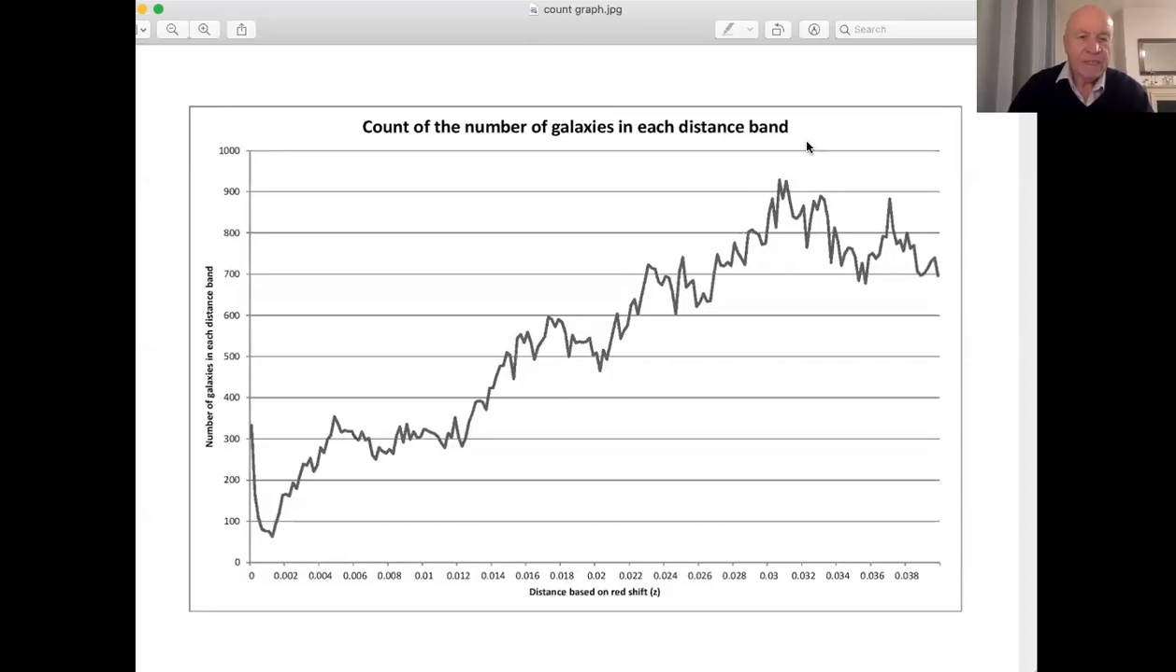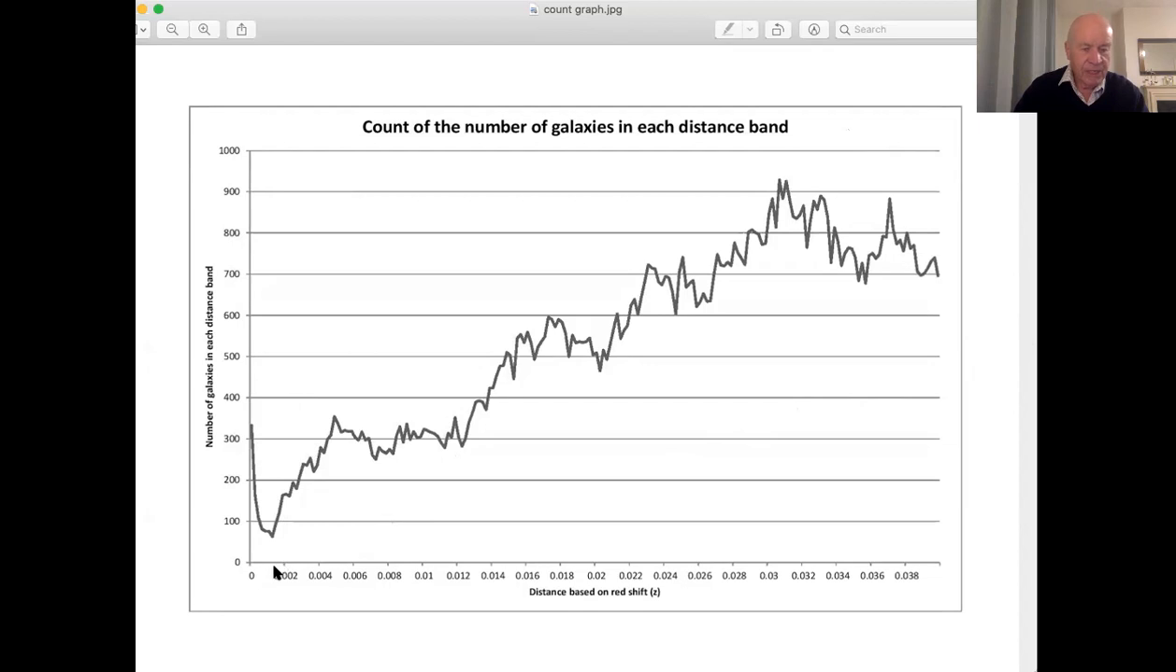This is a presentation about galaxy distribution. On the screen share, you'll see a graph which describes the count of galaxies by distance. Now, this graph was created from data from the NASA extragalactic database.